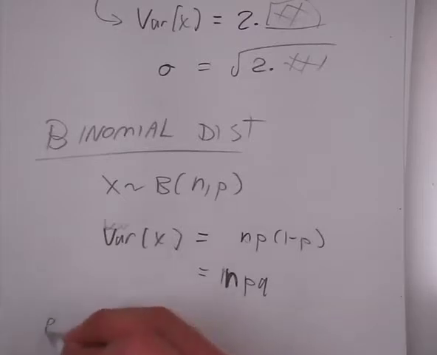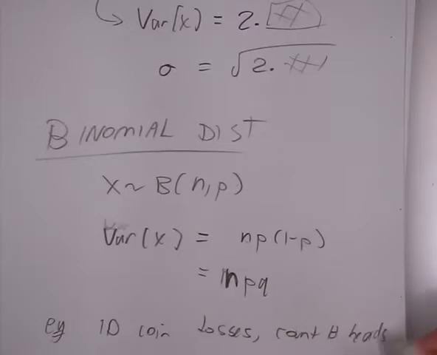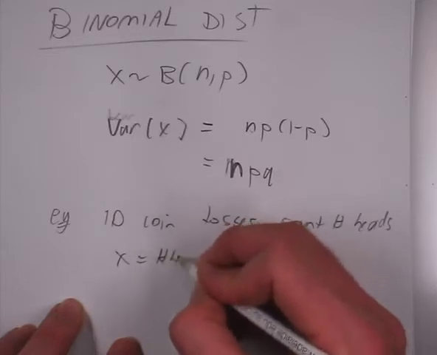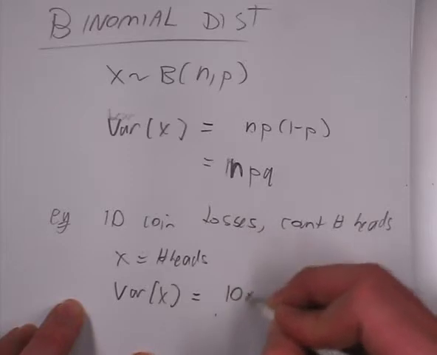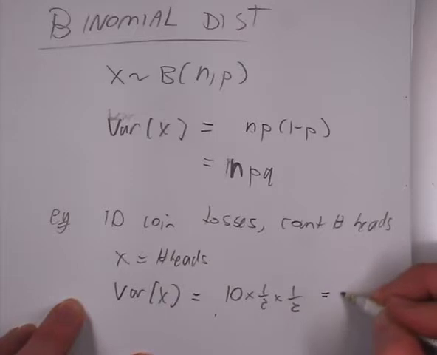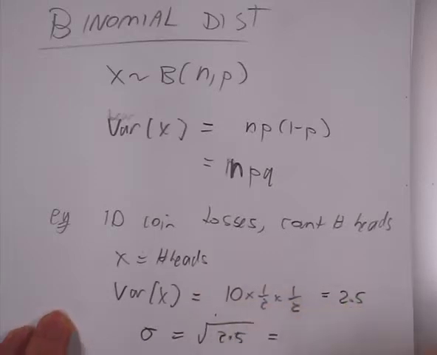So with my coins, ten coin tosses, count the number of heads, and X equals the number of heads. Then the variance of X would be n times p times 1 minus p, which is 2.5. And then the standard deviation would be the square root of that answer, which I do not like to calculate. 1 point something.